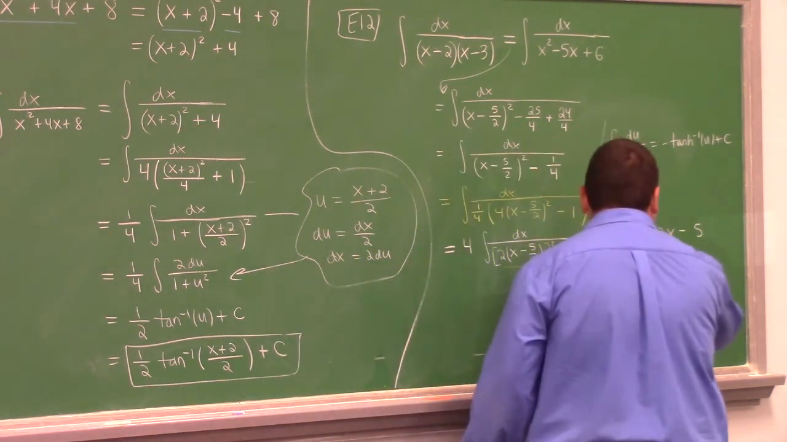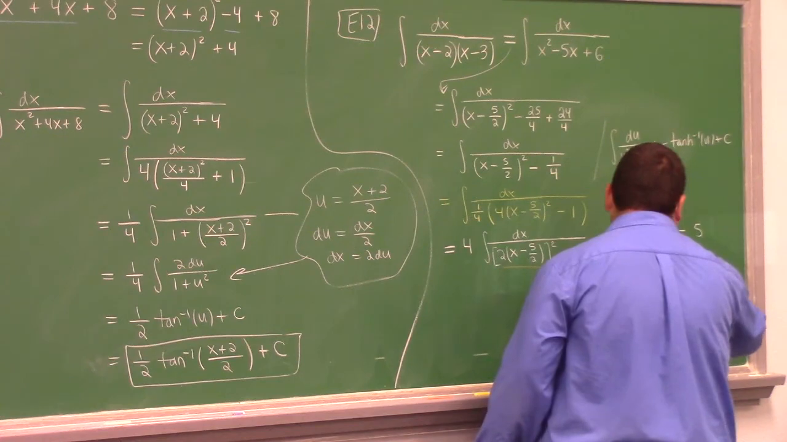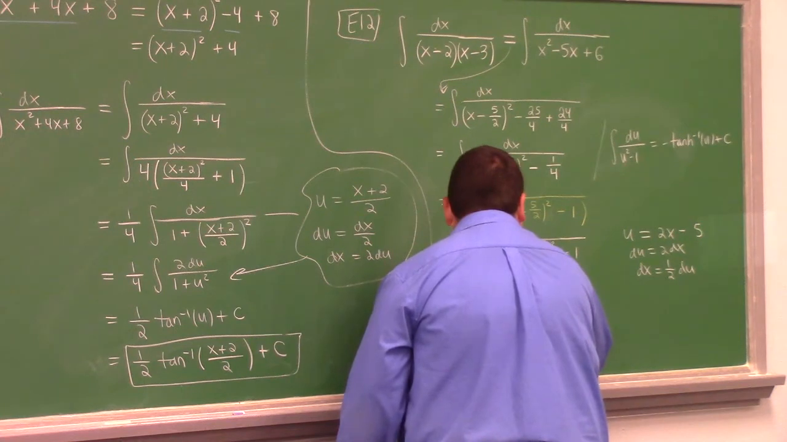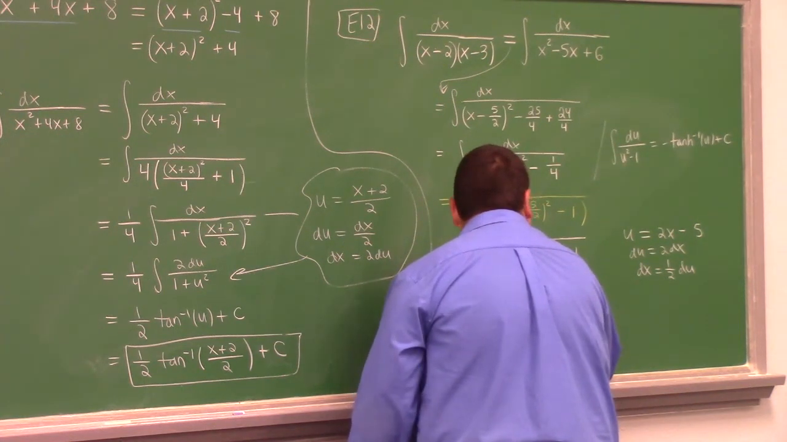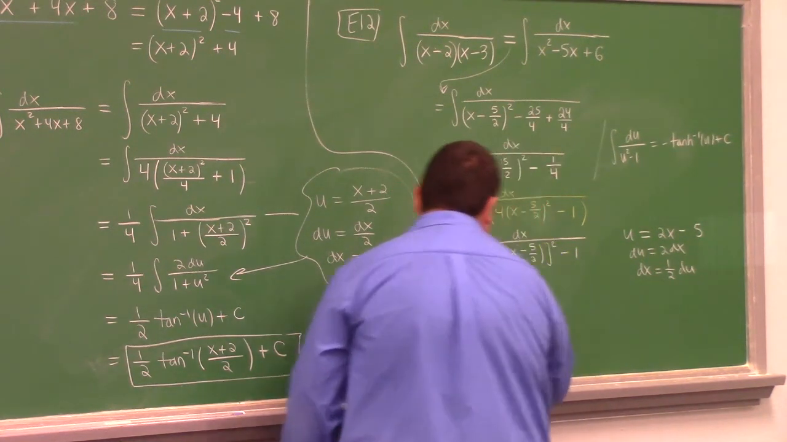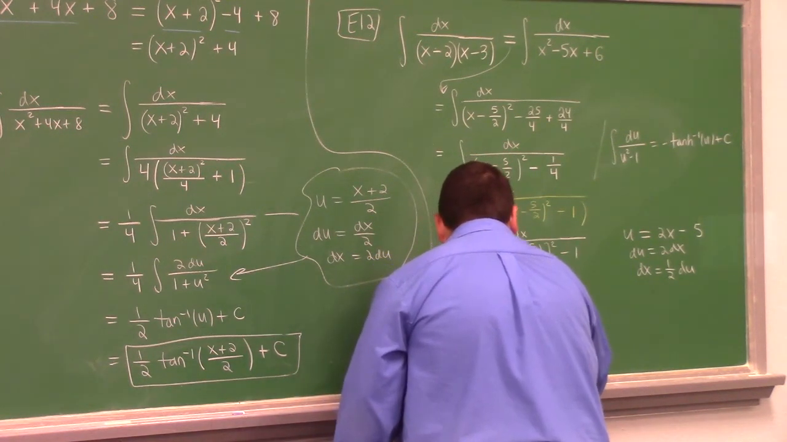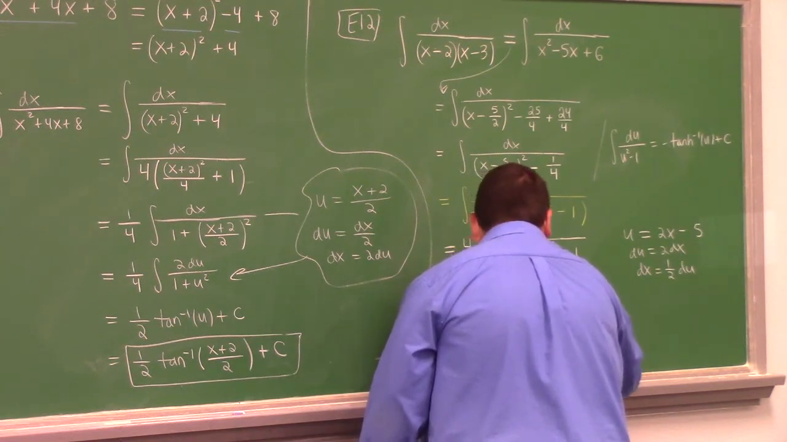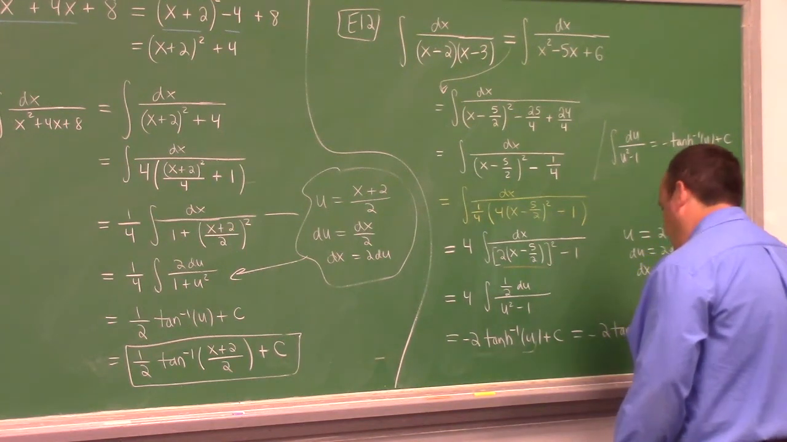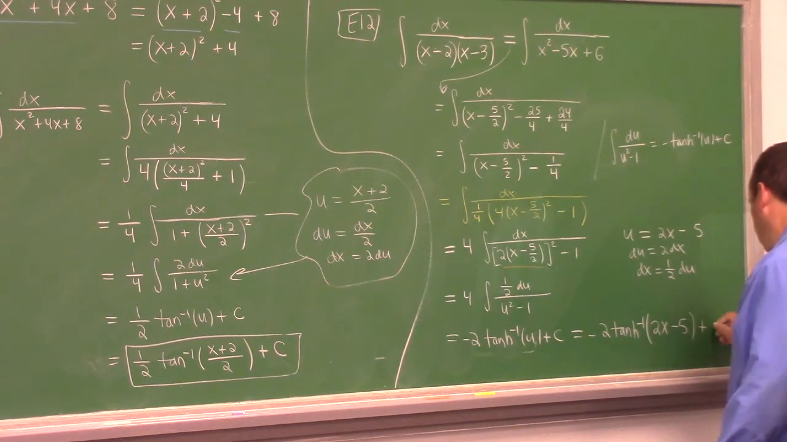Anyway, the point is du is 2 dx, so dx is 1/2 du. And try to finish this thing here: 1/2 du over u squared minus 1. So I bring the half outside, it leaves me with a 2. I get a minus inverse hyperbolic tangent of u plus a constant, which is minus 2 inverse hyperbolic tangent of 2x minus 5 plus a constant.